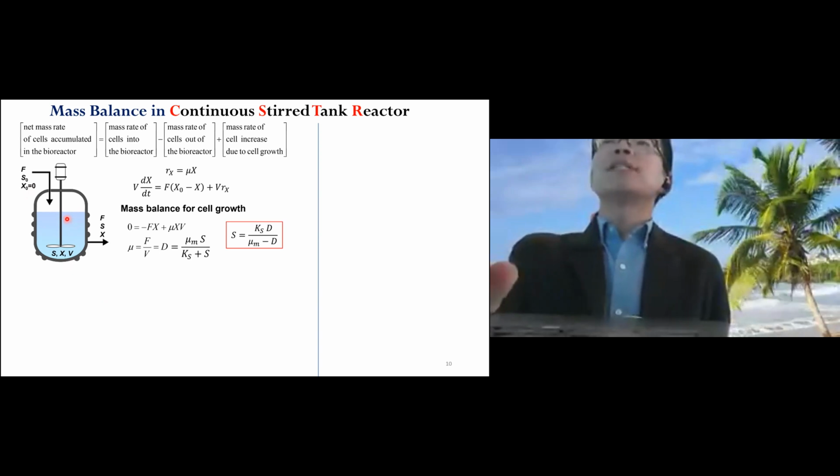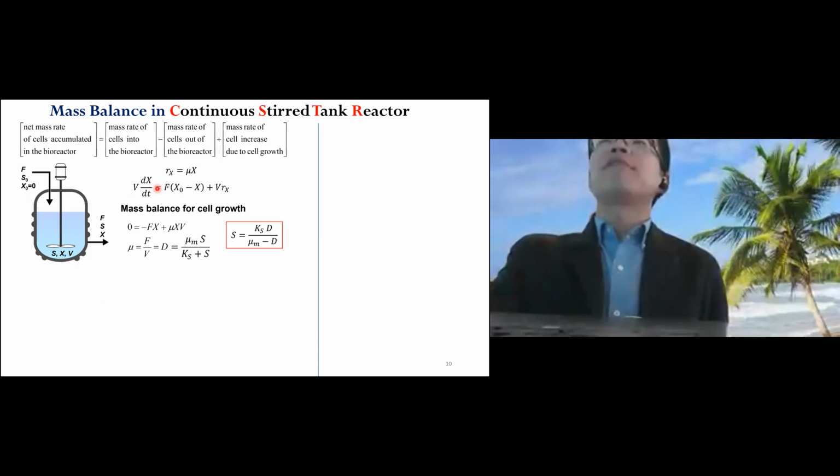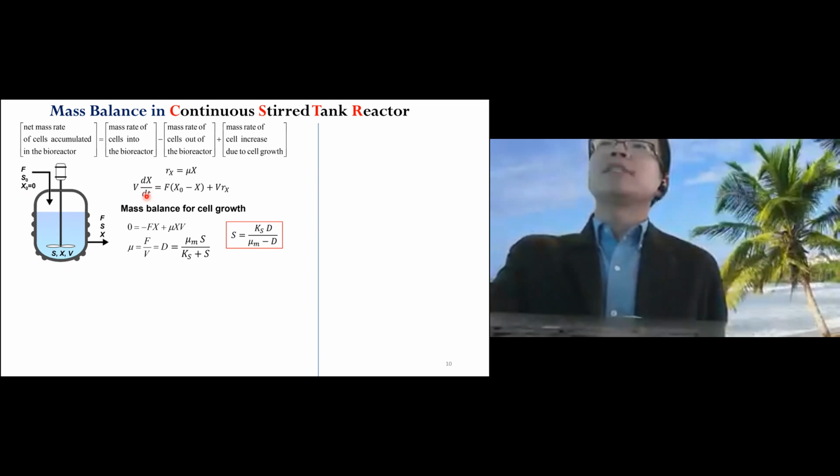Based on this CSTR, we can first define the mass balance for cell growth: V times dx over dt.